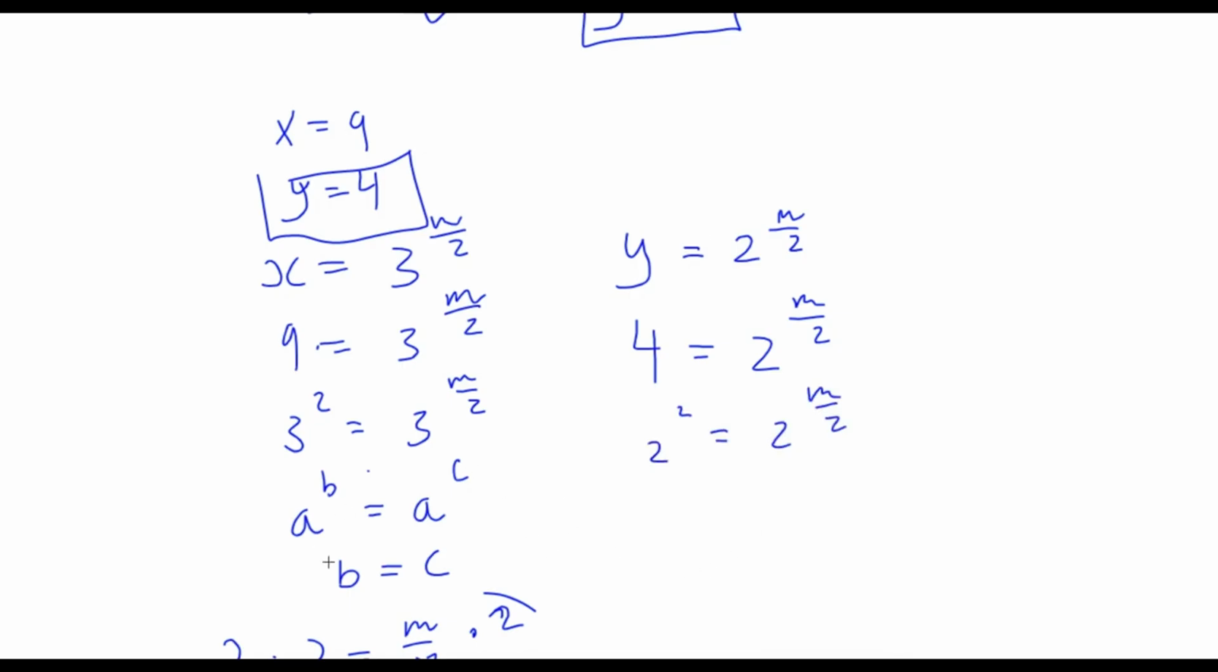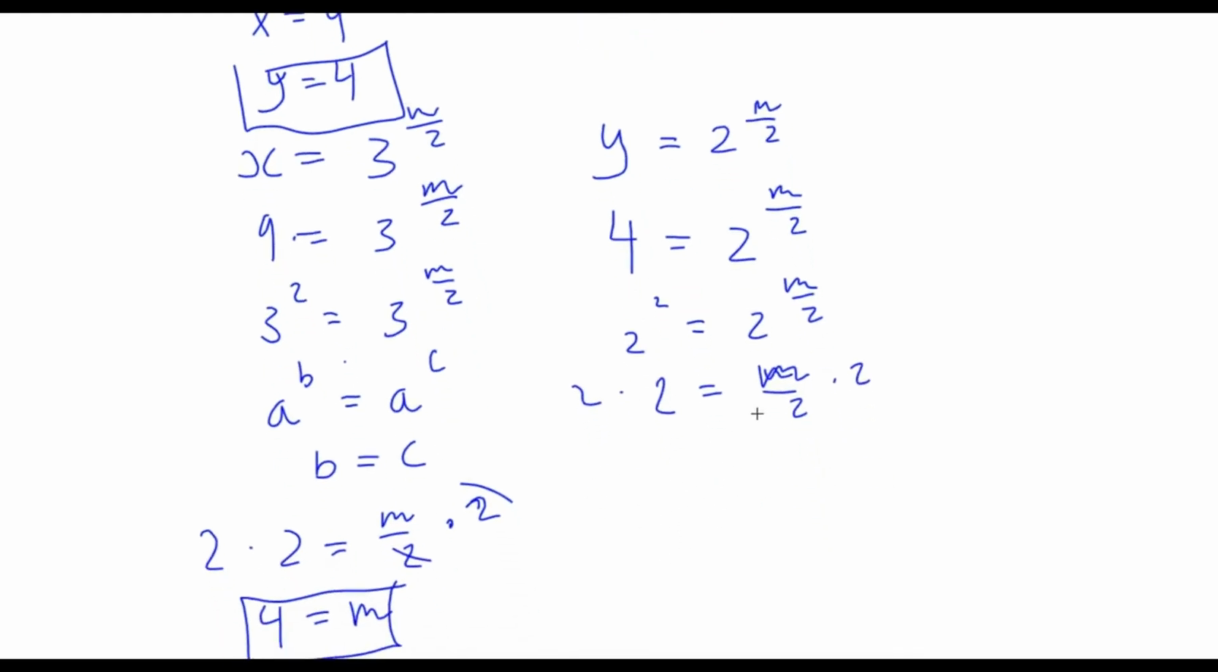And remember, if a to the power of b equals a to the power of c, b equals c. So in this case, 2 is equal to m over 2. Now I'm going to do the same thing. I'm going to multiply both sides by 2. These two cancel out, and I'm left with 4 is equal to m.